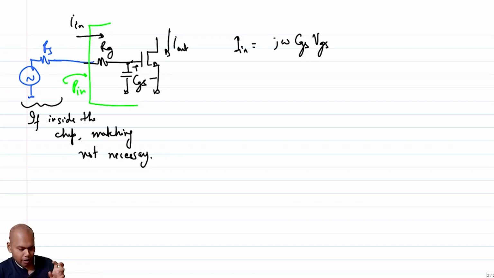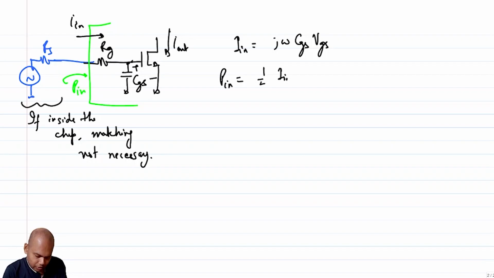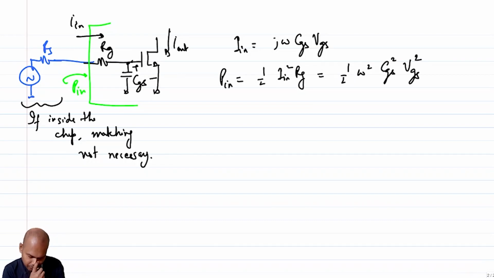right? So the amplitude of this I in is omega times CGS times VGS, which means that the power in is half I in square times RG, which is half omega square CGS squared VGS squared times RG, correct? Okay. So what is I out then?